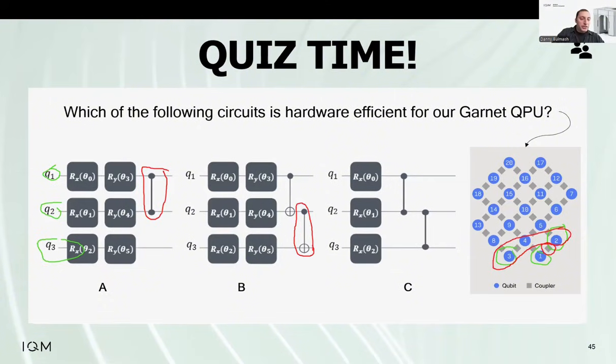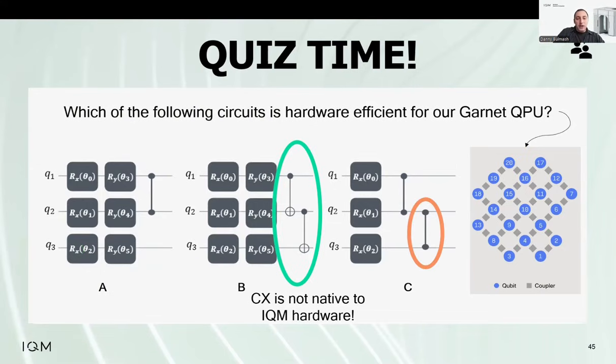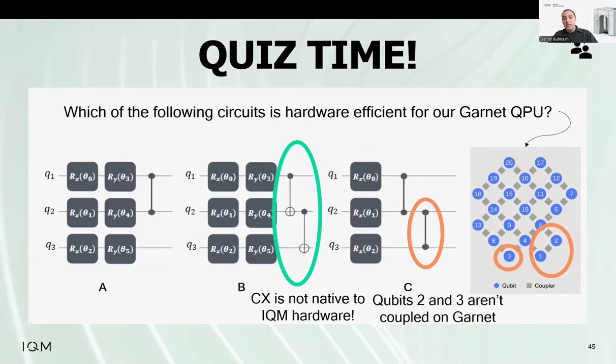So we want to choose circuit A. And I'll mention this native thing in just a moment. We want to choose circuit A because qubits 2 and 3 aren't coupled on Garnet. We don't want to have qubit 2 talk to qubit 3 if we can avoid it. Now, I'll just mention also that CX, the controlled NOT gate, is not native to IQM hardware. IQM hardware likes to do control Z gates, which are these double dot gates here. So we would try to avoid using controlled X or controlled NOT gates as much as we can.